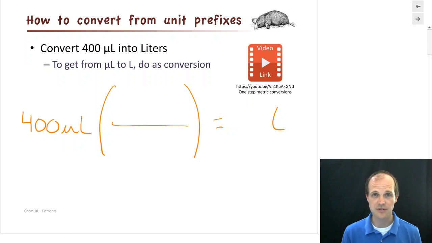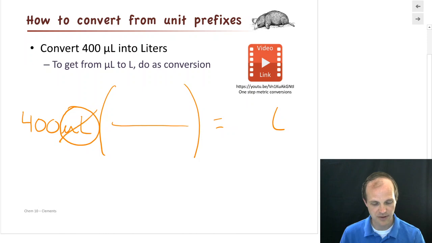Now, what do we have to do first? Numbers or units? Right, we always do units first in our conversion factor. So where do microliters have to go? Well, we've got microliters on the top. We want to get rid of them, so we better put a microliter on the bottom.